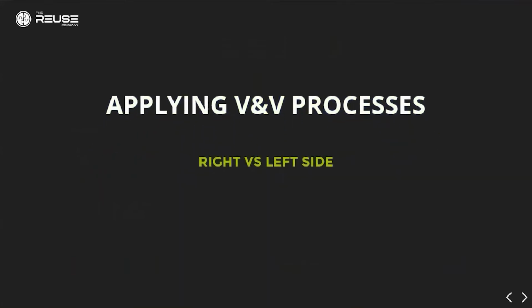So we are going to apply the V&V process in a use case between the right and the left-hand side. So we are doing exactly what I mentioned in the last part. We're verifying the system, or the subsystem in this case, against the requirements and the models on the left-hand side.